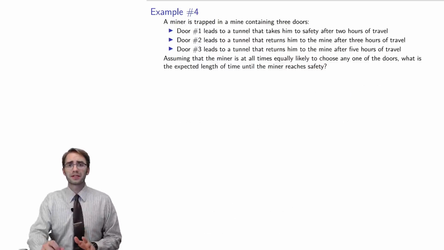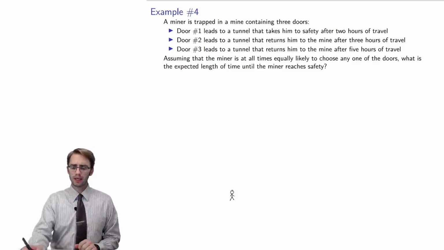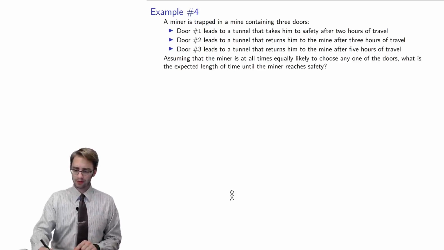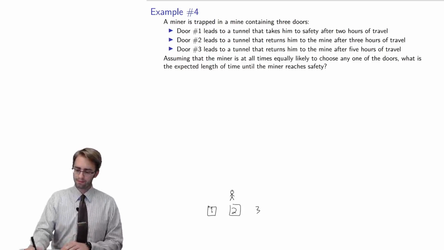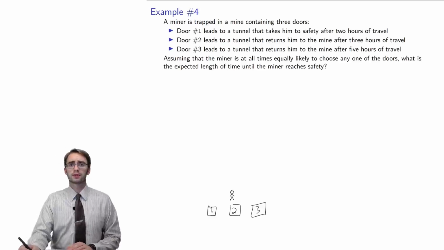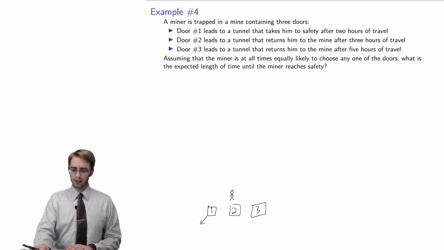Let's do another example, and this one is really cool. You have a miner who we'll draw right here, and this miner is trapped in a mine, and this mine has 3 doors in it. So here's door 1, and door 2, and door 3. And these doors work as follows. So door number 1 takes you to a tunnel, and you leave. There's after 2 hours. So you exit, I'll say.